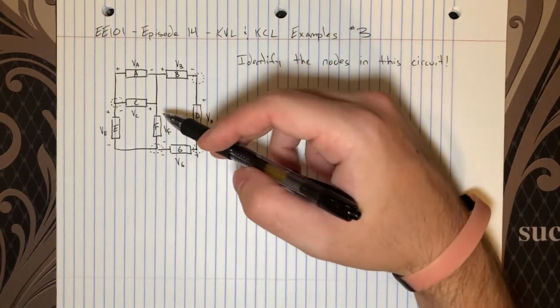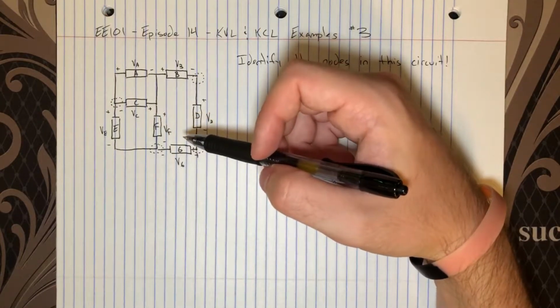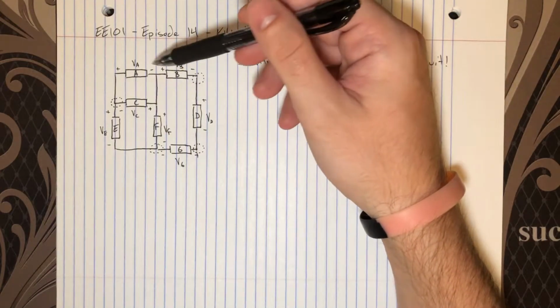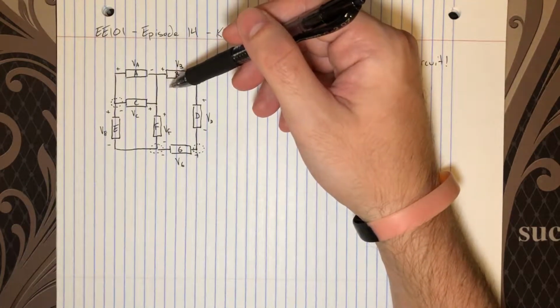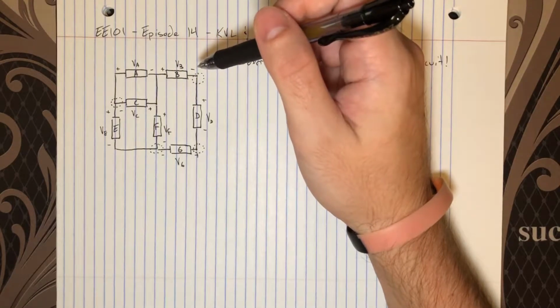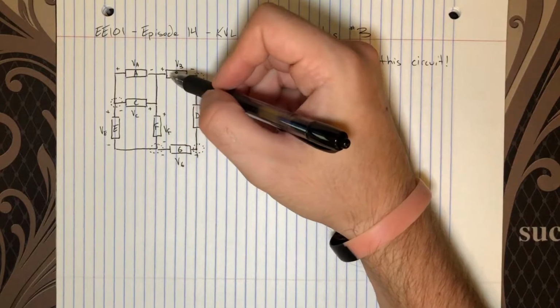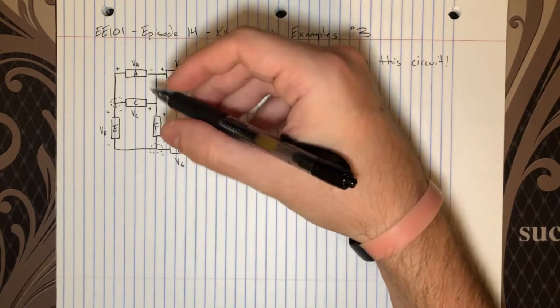Now, there is one more node I'm going to talk about, and that's the case of 4 elements coming together here. And it's a little bit tricky. Well, so really, C, F, A, and B, these elements are all connected and they form a single node.